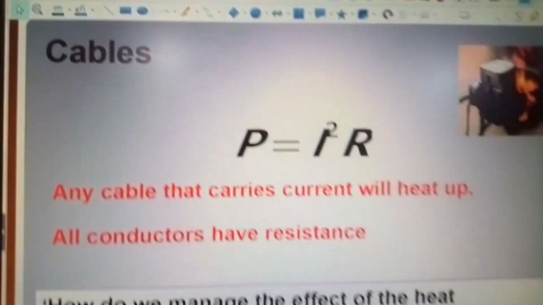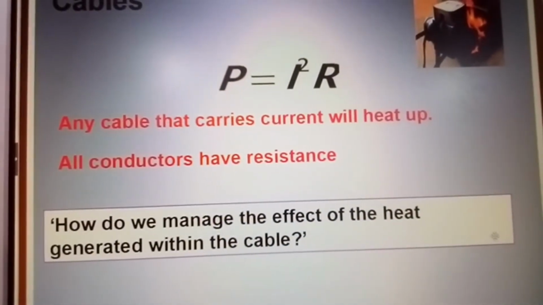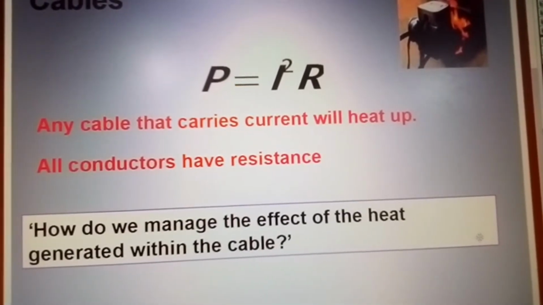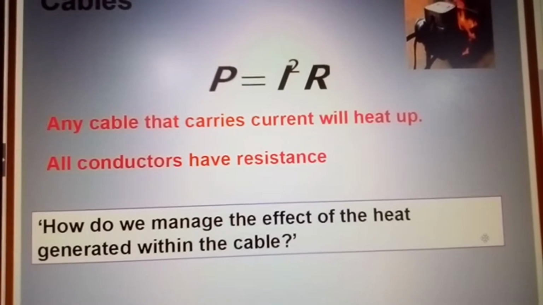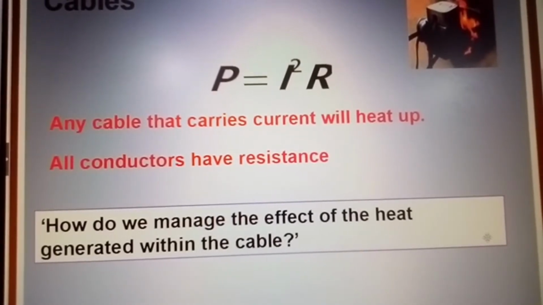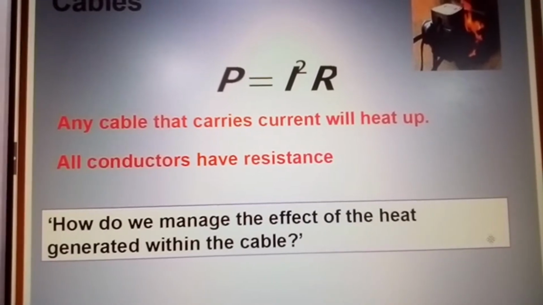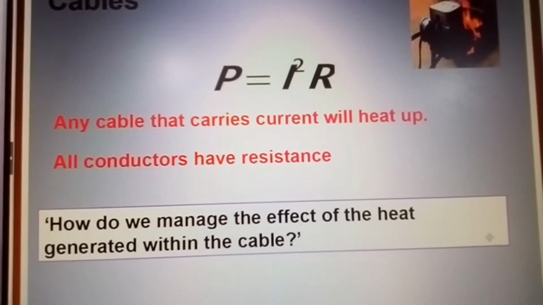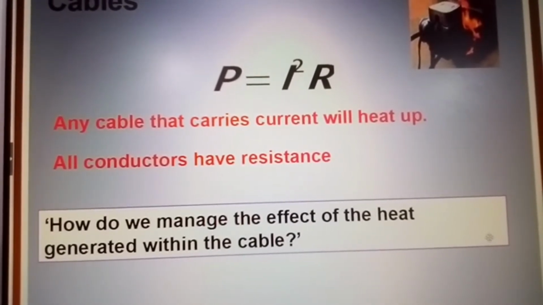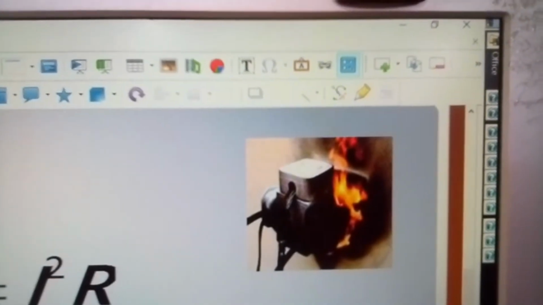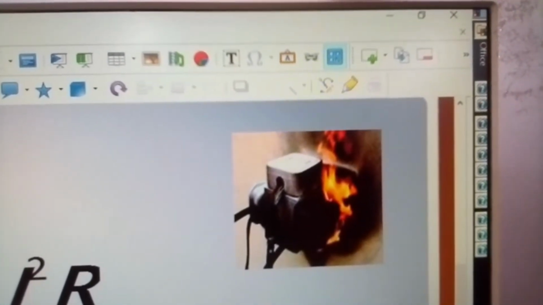Right. Now P equals I squared R. Now we know P is power, already, because you are level 3 now, so that should be commonplace. Any cable that carries current will heat up, okay? Now the problem here is to ensure that the cable doesn't get to a point where it begins to overheat and becomes a massive danger, such as here. That's what could happen if cables are overloaded.